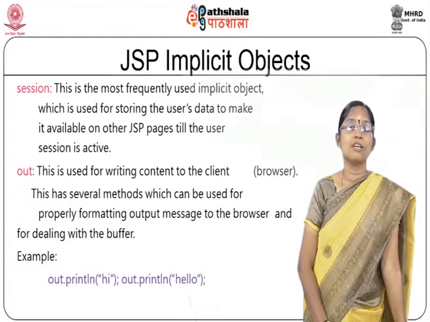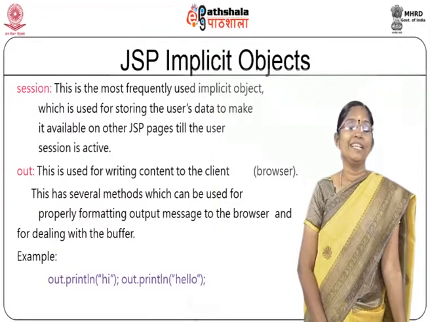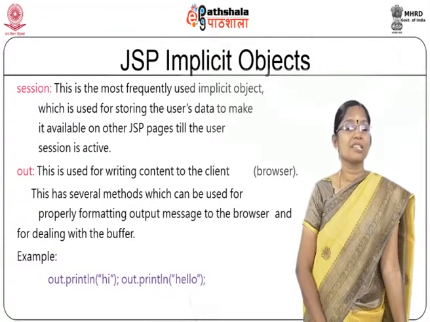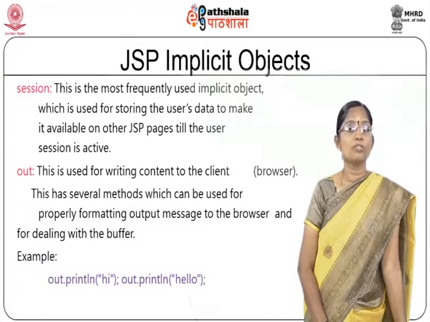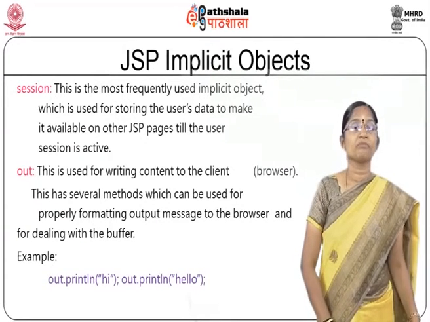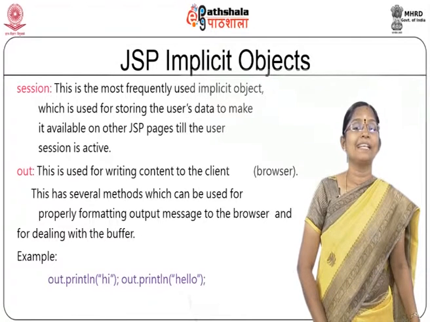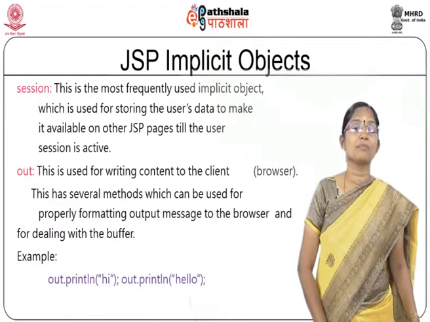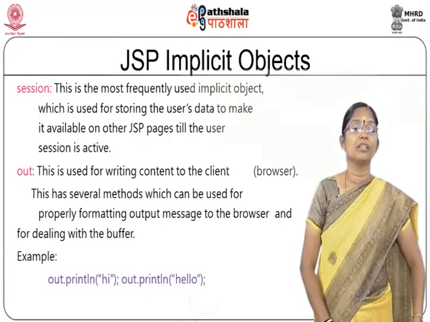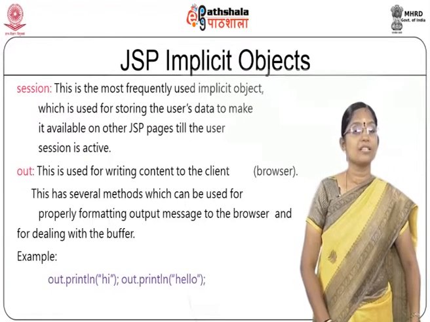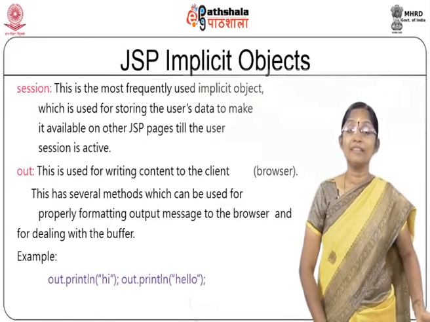Then the fourth one is the out implicit object. Out means this object is used for writing the content to the client, similar to our print statement or echo statement or display statement. Only using the out object, the output can be displayed back to the user or back to the browser. You can go through out.println of hi. This is used for displaying hi on the HTML page. So, properly formatting output messages to the browser and dealing with the buffer.